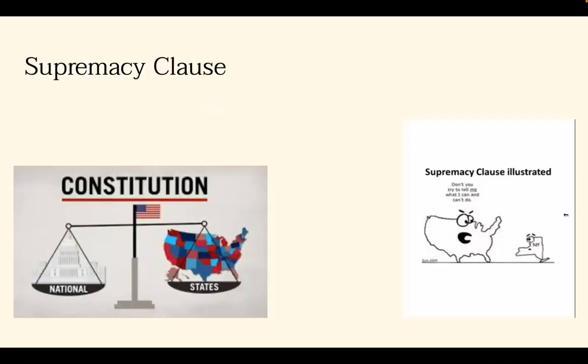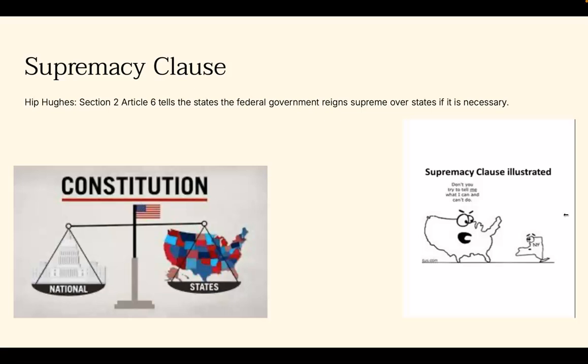Up next is the Supremacy Clause, and that establishes that the Constitution and the federal laws are the supreme law of the land. So something that interested me was, of course, again from the Hip Hughes video, it tells that the federal government reigns supreme over the states if it's necessary. So if the federal law and the state law are in conflict with each other, the federal law will prevail.